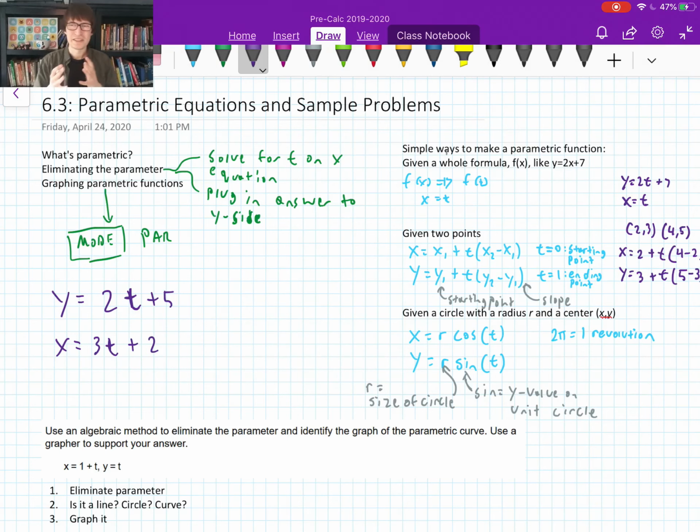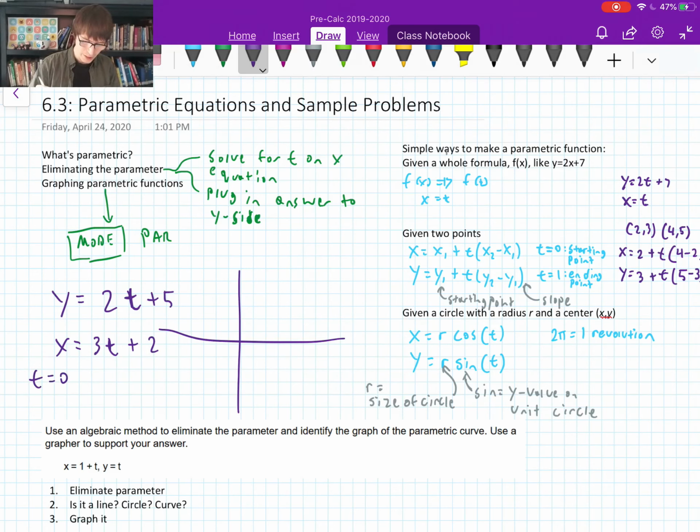And so what it's saying here is that we're going to start off with a graph, and when t equals 0, if we were to plug in 0 for t, we could figure out what our x and y coordinates are, where we're starting. So let's say t equals 0.